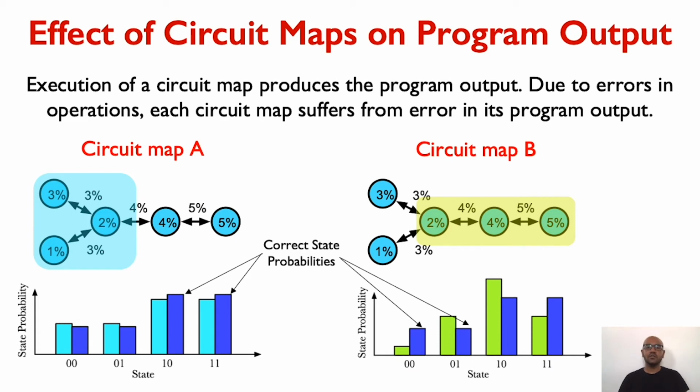But when we run the same algorithm using circuit map B, we see the observed probabilities that we get are the green bars, and these bars can be far off from the correct probabilities. So it is in our interest to choose circuit map A to execute our algorithm because it has lower error rates for the individual components, which results in a lower error rate for the final output.